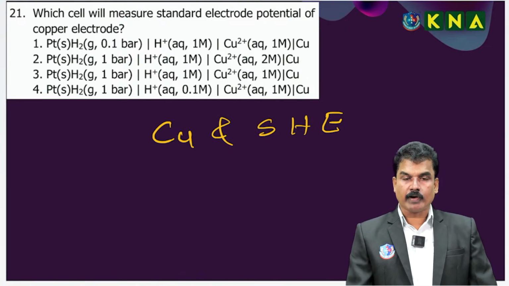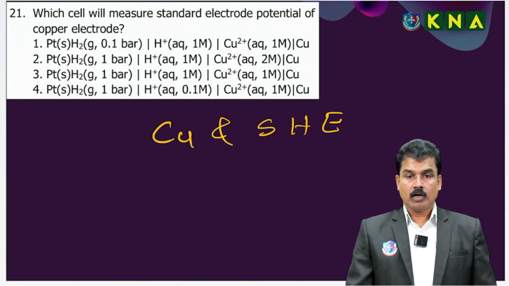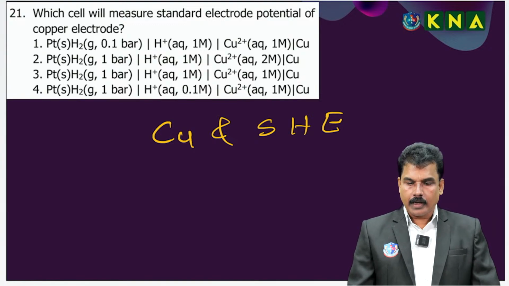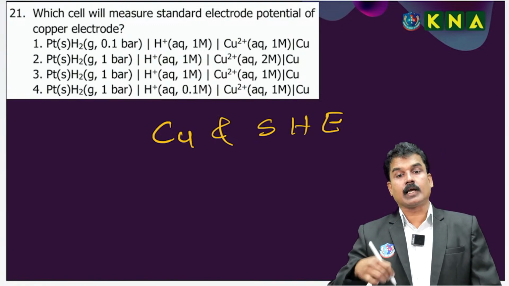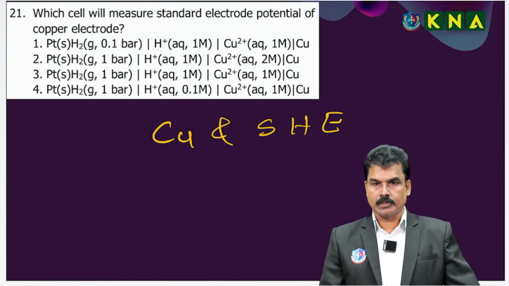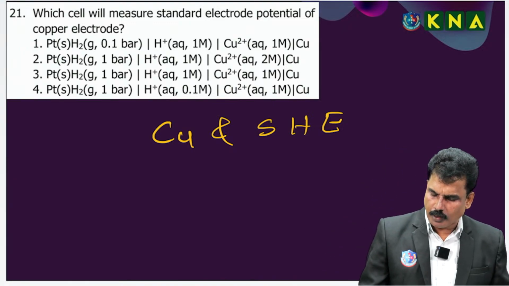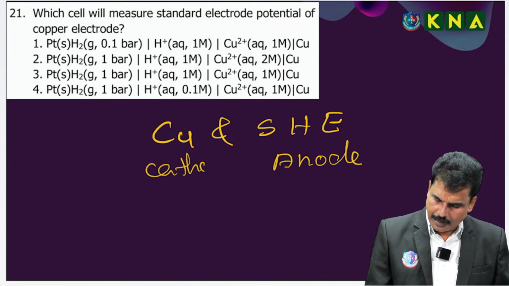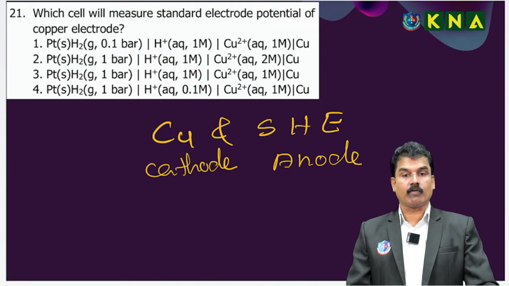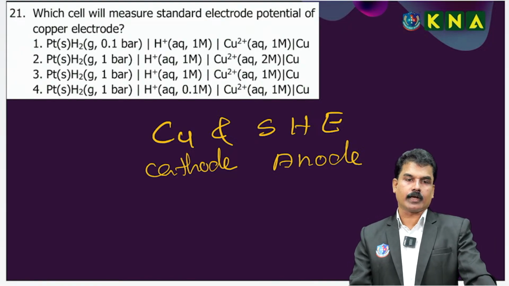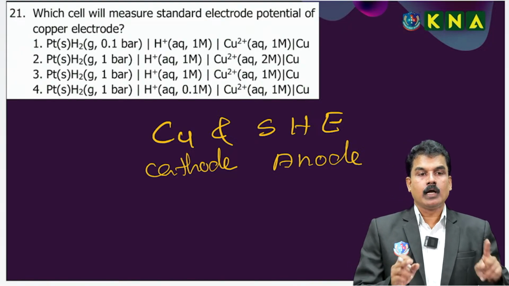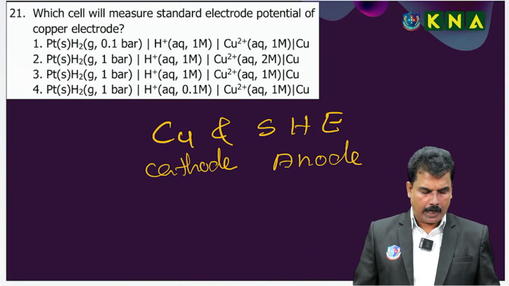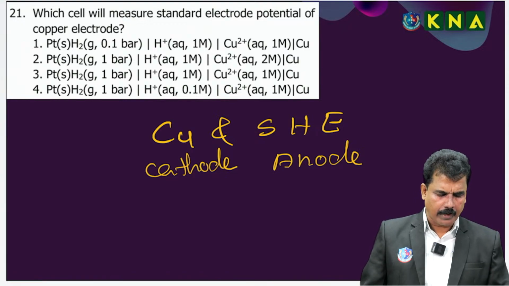Now here which one acts as anode, which one cathode? Which is more reactive, that is anode, which is less reactive, that is cathode. Here copper and SHE. Hydrogen is above copper in the reactivity series. So SHE acts as anode and copper acts as a cathode. More reactive always anode, less reactive cathode. For SHE anode, here they are given some cell notation. In the cell notation, on the left side we are representing anode and on the right side we are representing cathode.